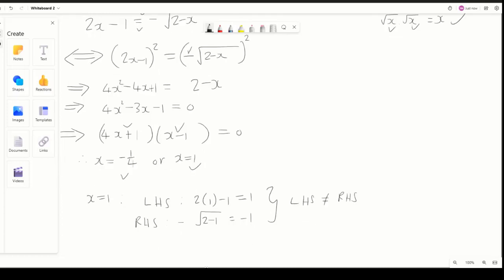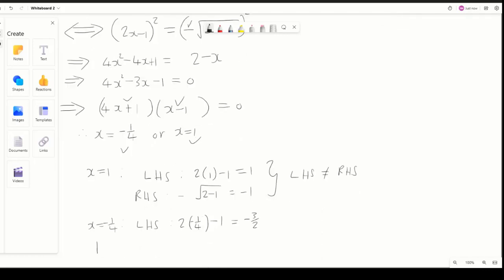Now let's check x equal to minus a quarter and see what happens on the left-hand side. For the left-hand side, we've got 2 times minus a quarter, minus 1. Well, it's minus a half, minus 1. It's minus 3 over 2.